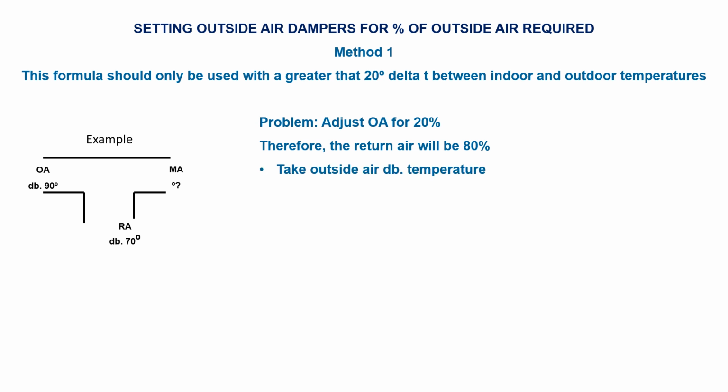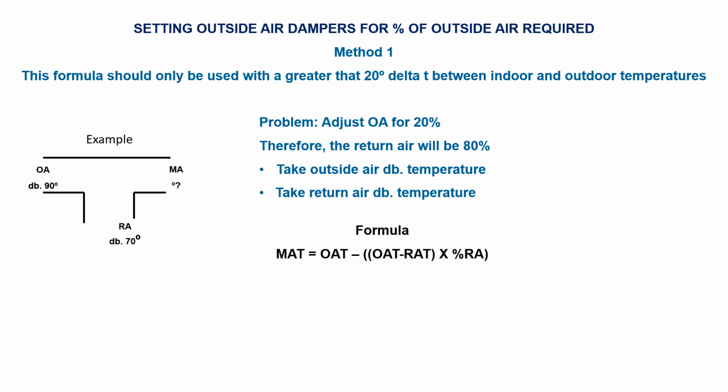Take the outside air dry bulb temperature. Take the return air dry bulb temperature. The formula is: mixed air temperature is equal to the outdoor air temperature minus the outdoor temperature minus return air temperature times the percentage of return air.